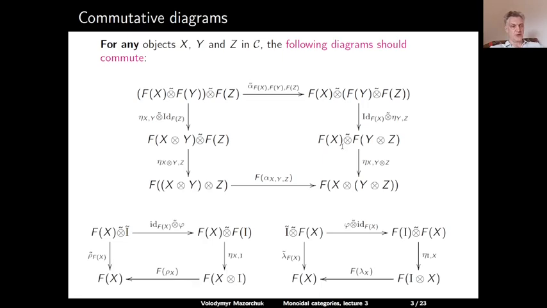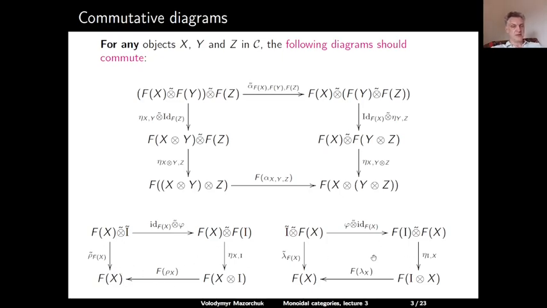Here are the axioms for the unitors. For the right unitor, we can start from F(x) tensored with the identity and apply the right unitor to go to F(x). Alternatively, we can apply the identity tensored with phi to go to F(x) tensored with F(I). Here we can apply eta for x, I to go to F(x tensor I). And here we can apply F of the right unitor in C, and we again go to F(x). So such a diagram should commute.